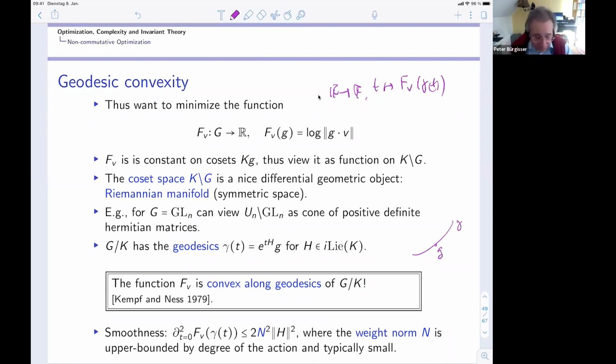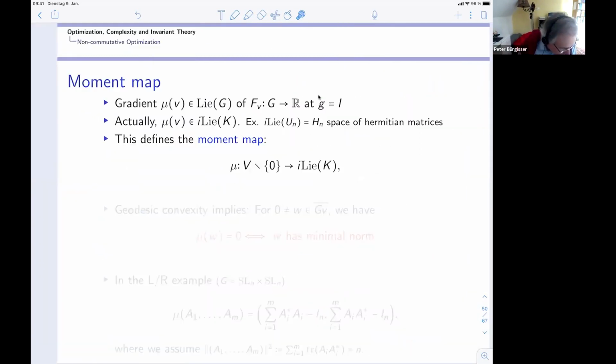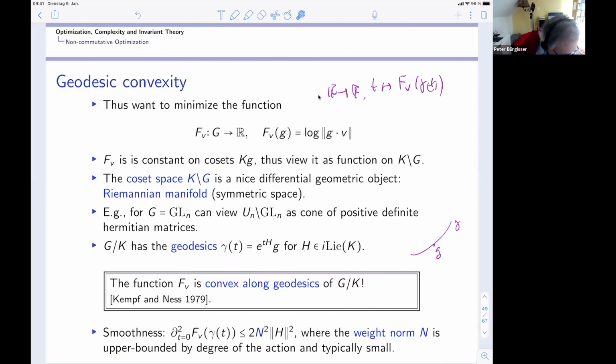But I can also ask in the other direction, how big can it be? And that is what is done here: we upper bound this second order derivative. Basically, this bounds the norm of the Hessian, and it's bounded by this quantity 2N squared, and this N we call the weight norm. I don't have to define exactly what it is, but think of it as basically the degree of the action, and typically it's quite small. Even for the tensor action it's free. So in a way, this Hessian moves only little when I change the base point.